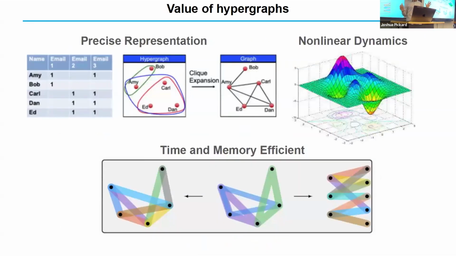I think there are 3 values of hypergraphs: we can have a more exact representation, the dynamics on hypergraphs very naturally fit nonlinear systems, and they're very efficient to work with from a compute standpoint. To talk a little bit about why they're helpful for representation, suppose we have 5 people: Amy, Bob, Carl, Dan, and Ed, and they're going to email one another. Let's say Amy emails Bob, Carl emails Dan and Ed, and then Amy emails Carl, Dan, and Ed. In a graph setting, our vertices are going to be people, and then our edges are going to be who emails who.